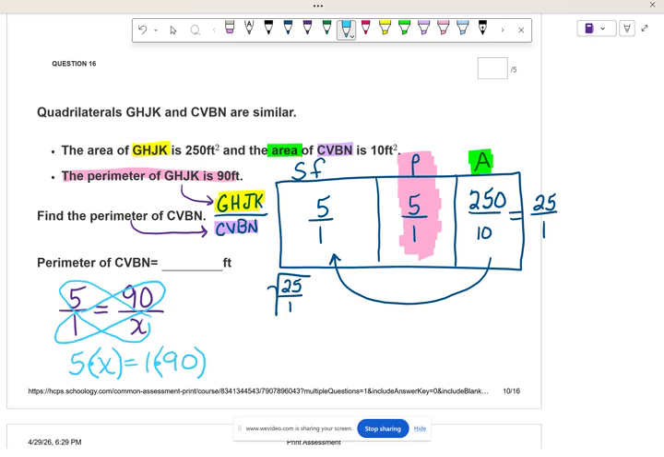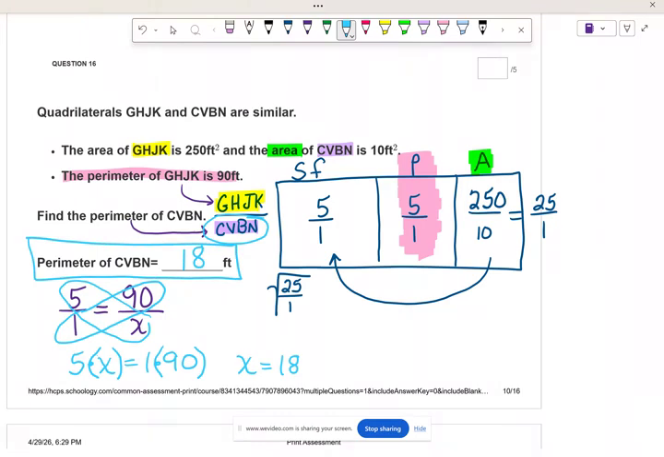And if we go calculate that answer, we would have X equals 18. X represented the perimeter of CVBN. So the answer in the blank right here is 18 feet.